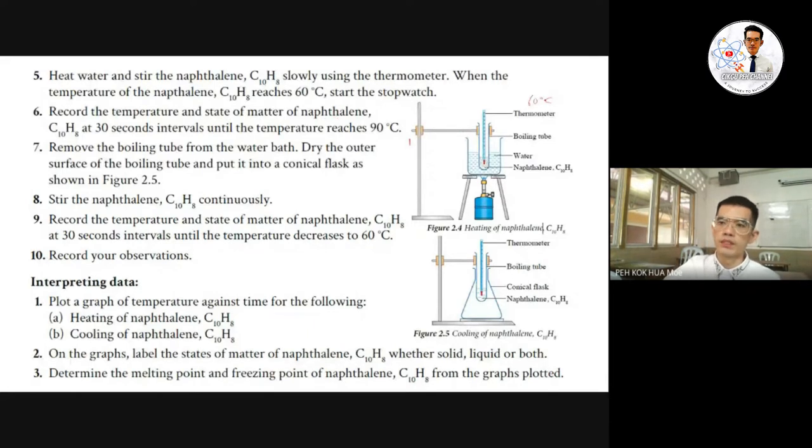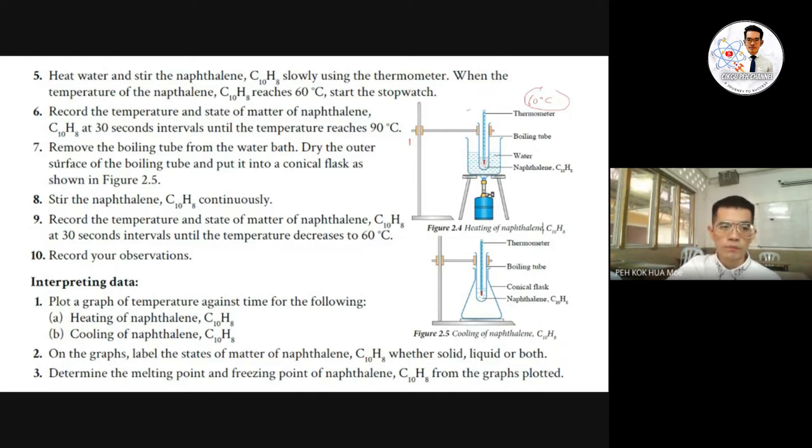So at 60 degrees Celsius, you have to observe what is the state of the naphthalene. Is it solid, liquid, or gas? This is what you want to observe. Repeat at 30 second intervals until the temperature reaches 90 degrees Celsius. That means every 30 seconds, you need to read the thermometer, and then observe the state of the naphthalene.